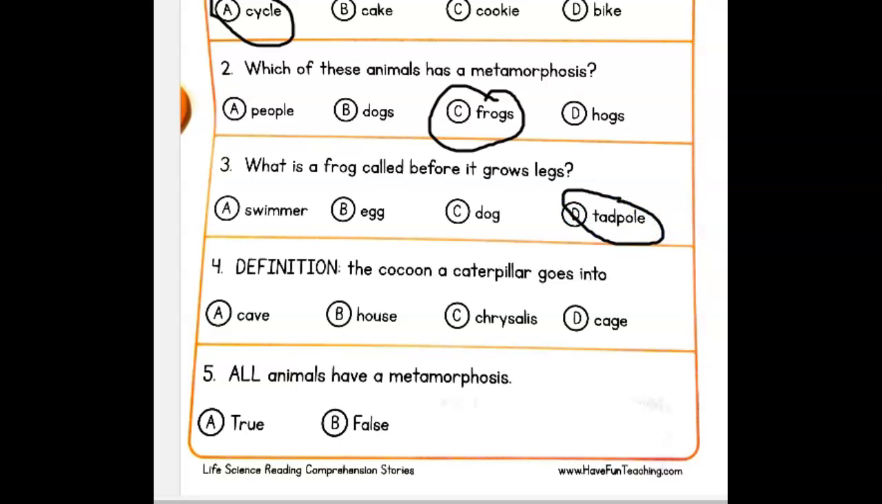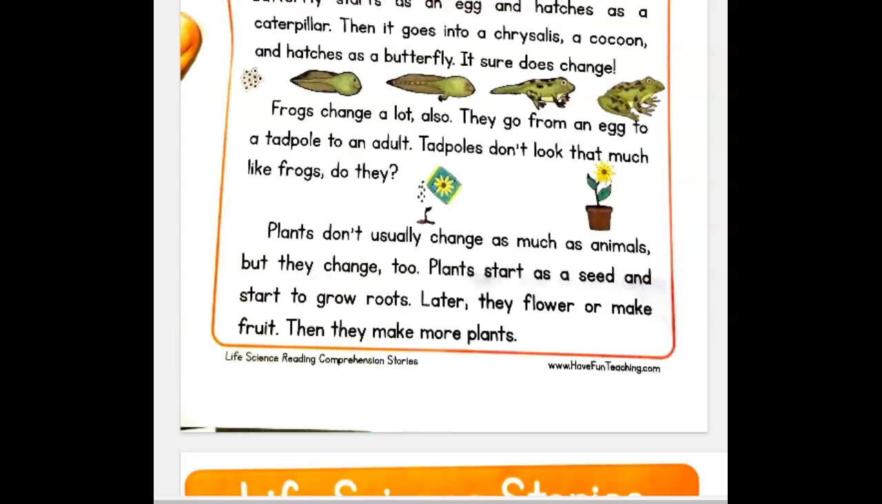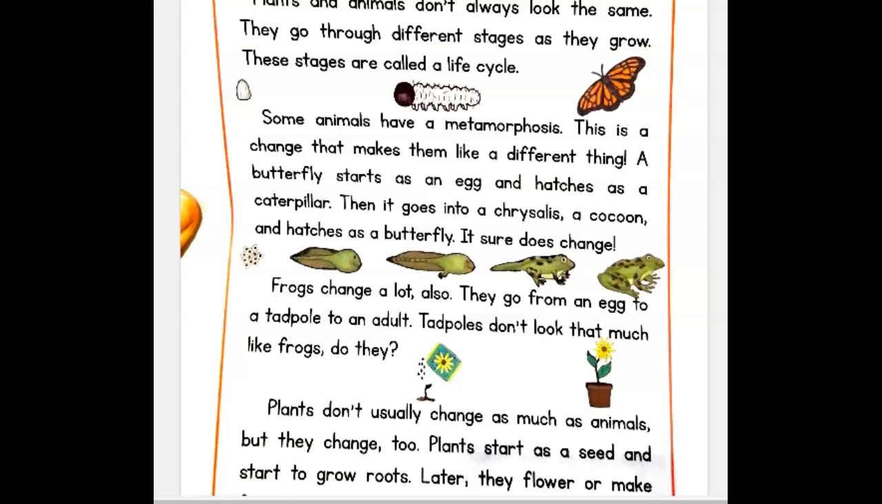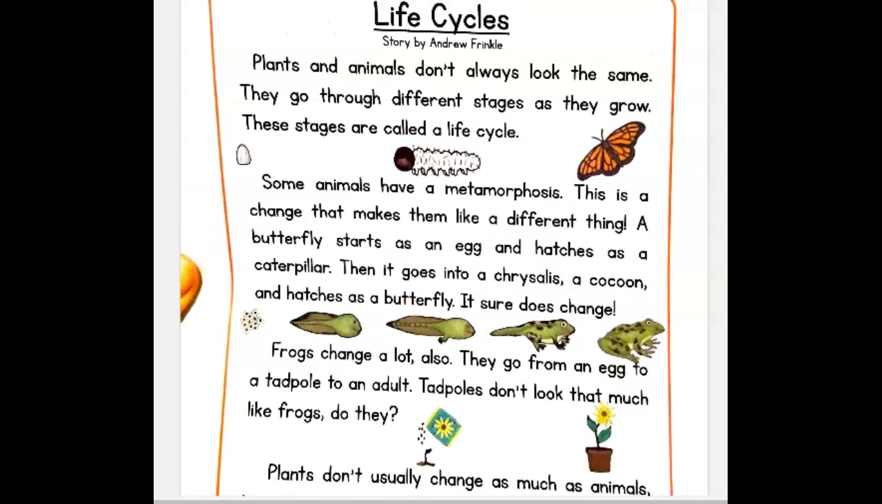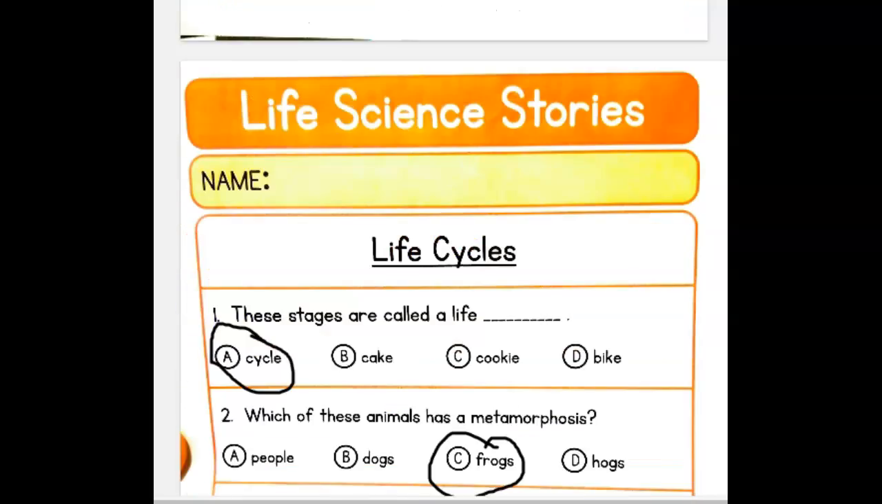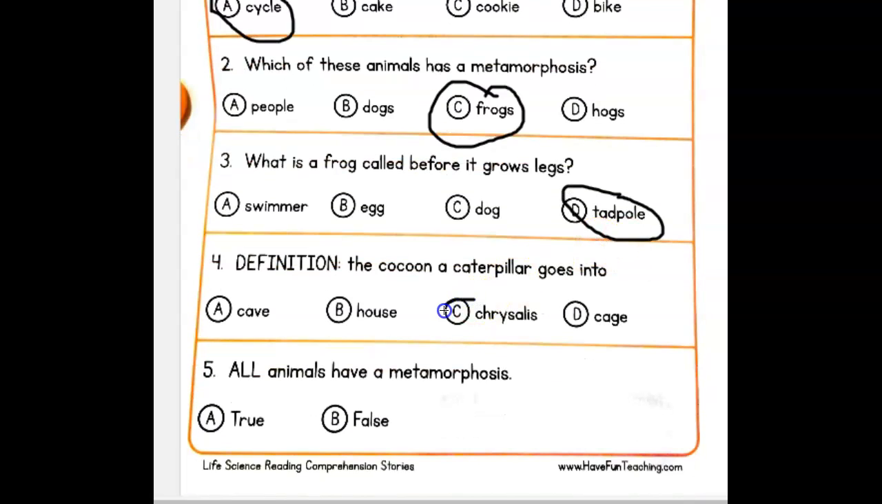Number 4, what word means the cocoon a caterpillar goes into? Is it A, cave; B, house; C, chrysalis; or D, cage? We could go into our story and look if you need to. Here we go. It says, then it goes into a chrysalis, which is a cocoon. Okay, so it's C, chrysalis.